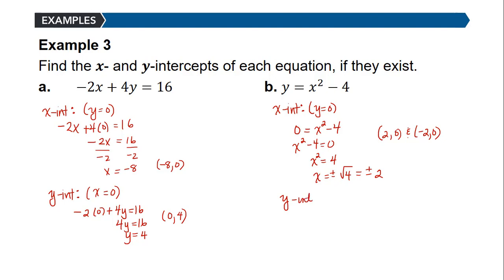The y-intercept, we will replace x with 0 and solve for y. So we get y is equal to 0 squared minus 4, but that's just 0 minus 4, negative 4. So the y-intercept is the ordered pair (0, -4).